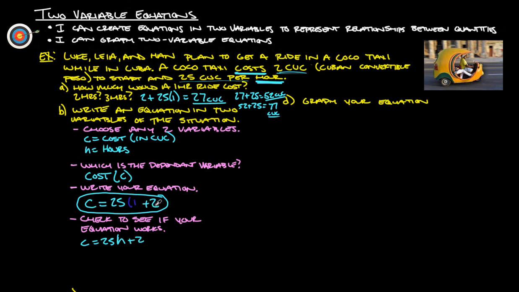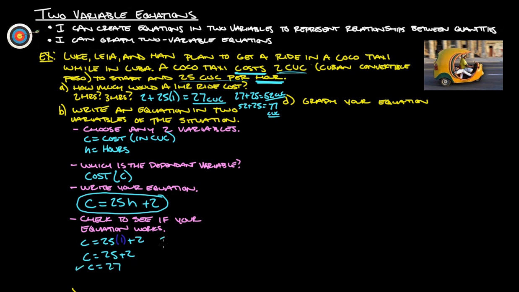Oh, sorry, I did that in the wrong spot. I want to take this H out and put the times 1 in there. So we get C equals 25 times 1, 25 plus 2. So guess what? That gives us 27. So it works for 1 hour.